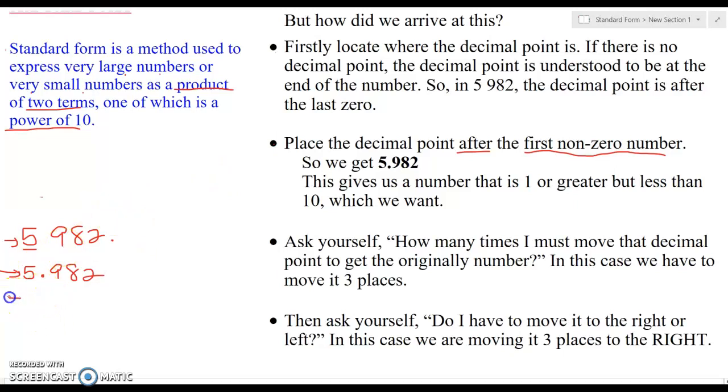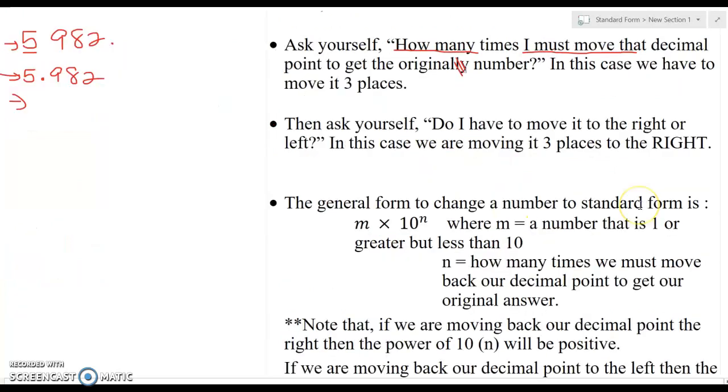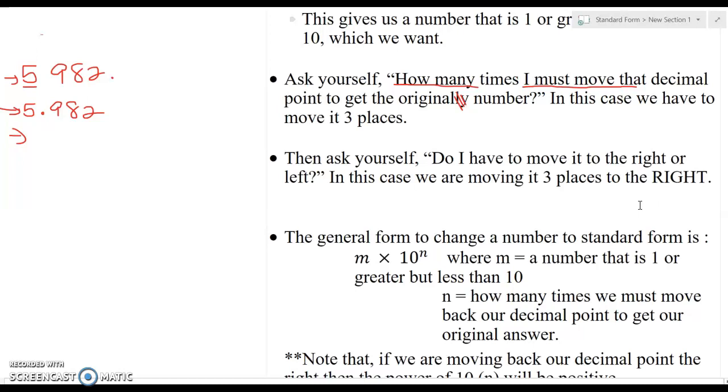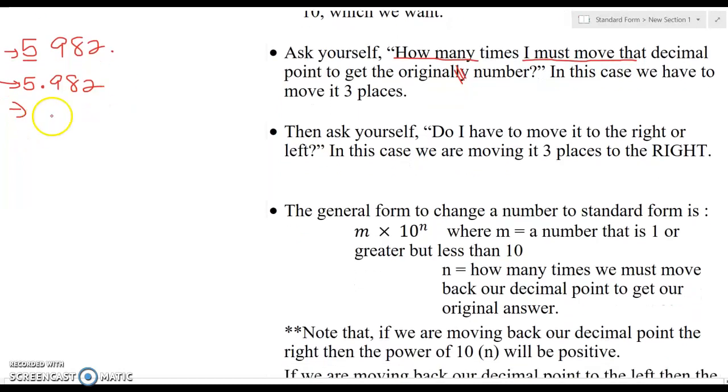So the next part, we're almost finished already. We want to figure out how many times I must move the decimal point to get the original number. My original number is 5,982. So I want to know how many times I need to move this decimal point to get the original number. My decimal point is here now. I need to move it 1 time, 2 times, 3 times to come back here. So 3 times to the right.